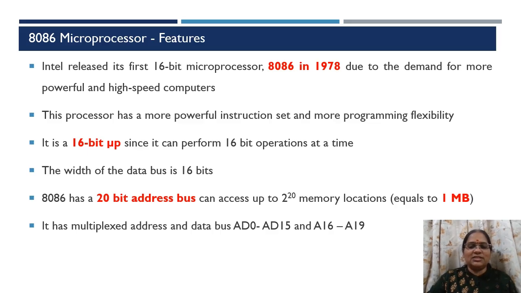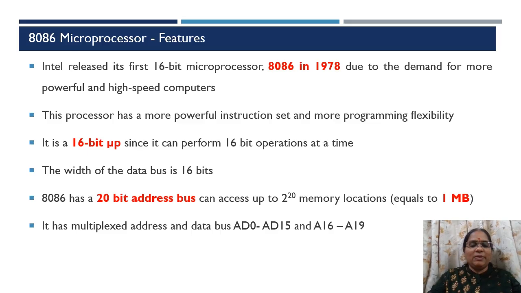For example, this 8086 is a 16-bit processor. It means it can perform 16-bit operations at a time. That is, it can read 16-bit data, write 16-bit data, and process 16-bit data at a time. So the width of the data bus is 16 bits. 8086 has a 20-bit address bus. That means it can access up to 2 power 20 locations, which rounds off to 1 megabyte. So the 8086 processor is capable of accessing 1 megabyte of memory.